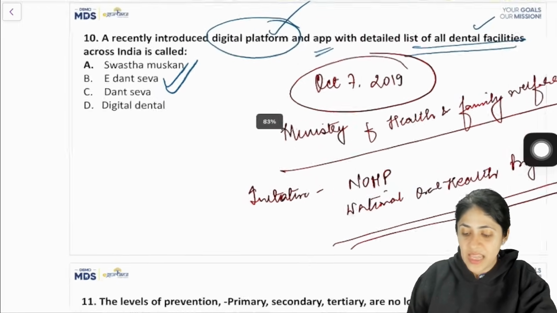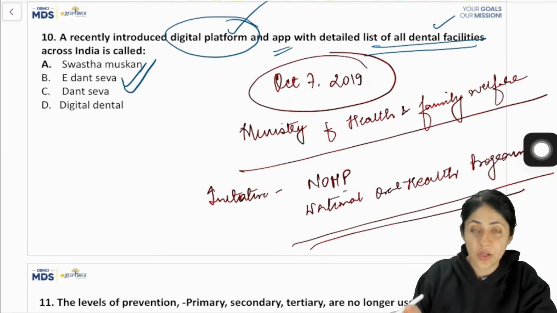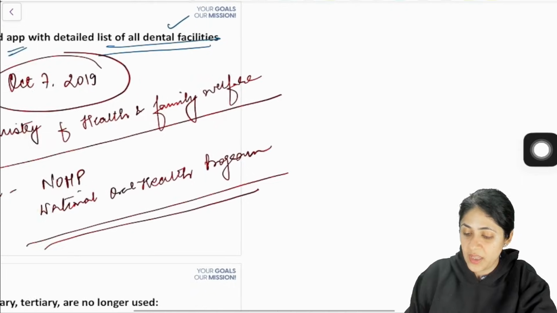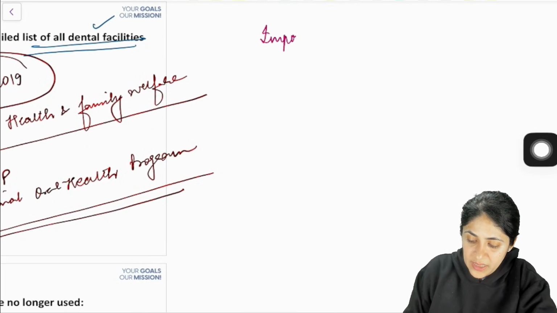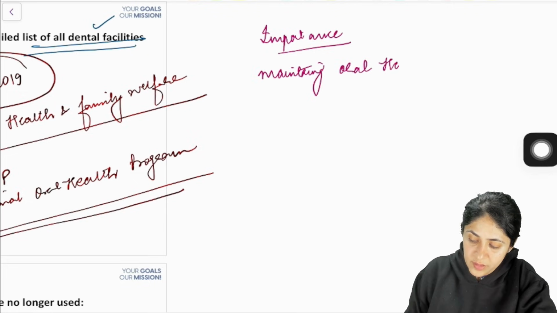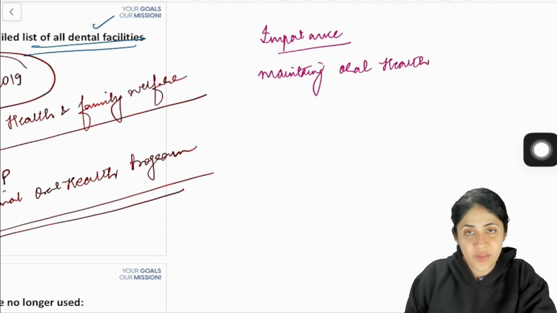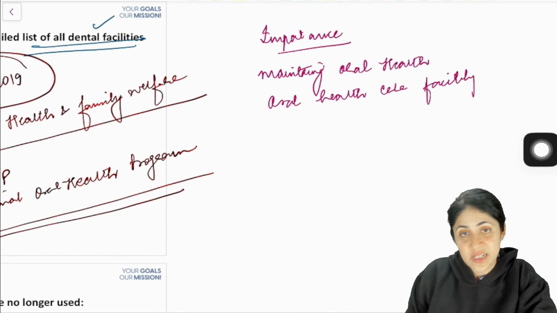Now, what was the aim of E-Dant Seva? The aim was basically to sensitize people to the importance of maintaining oral health, and to show which is the nearest oral health care facility that is available.